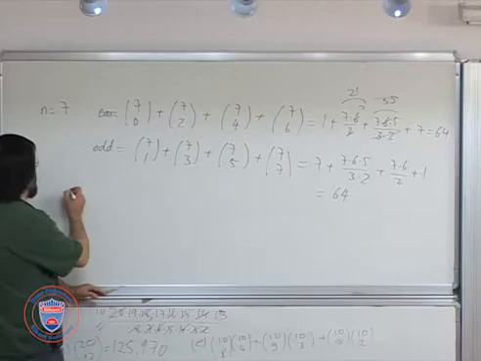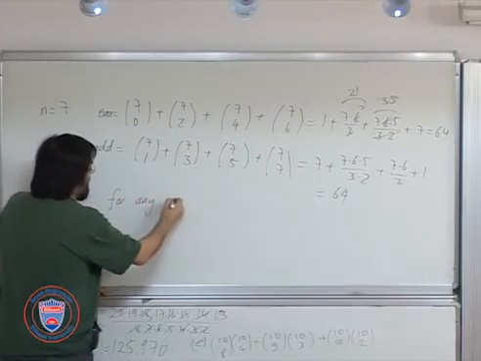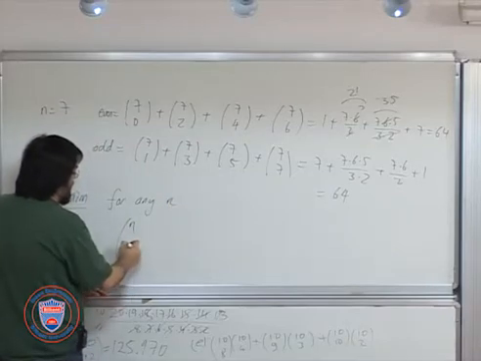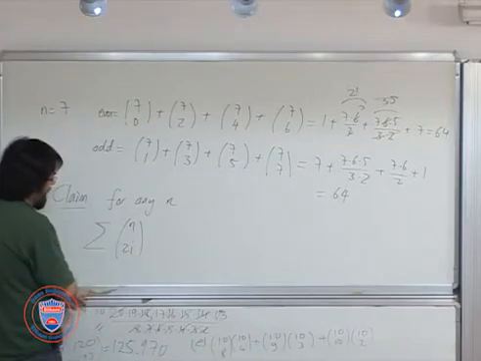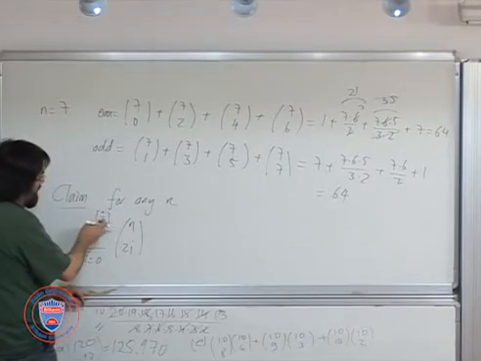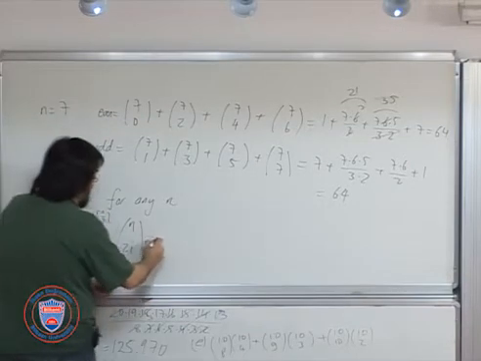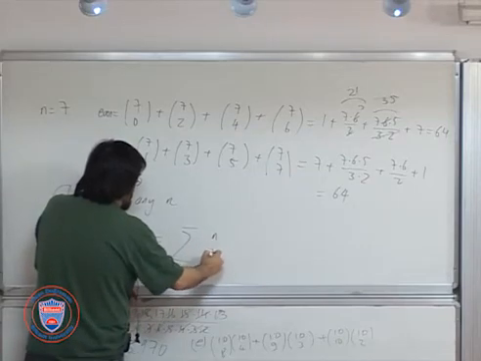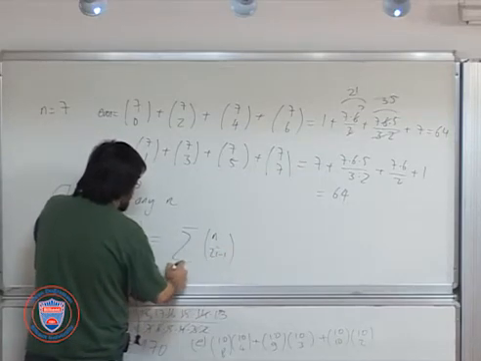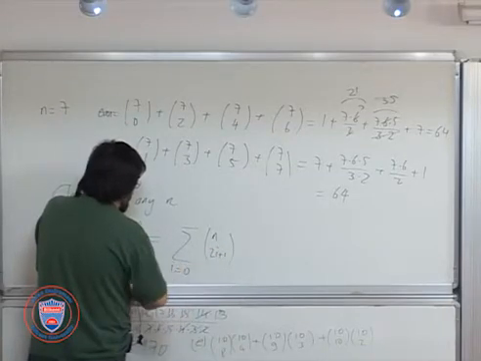So can we make a claim for any n? If you sum just the even ones, this is a notation for the even ones, where you start from 0 to the biggest integer you can find close to n over 2. Is it possible that it is the same as these ones? You can actually start with 0.